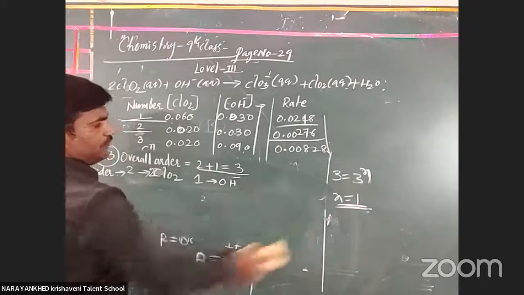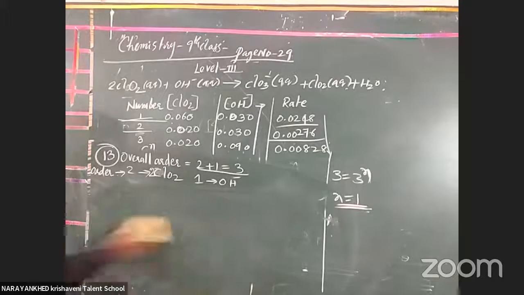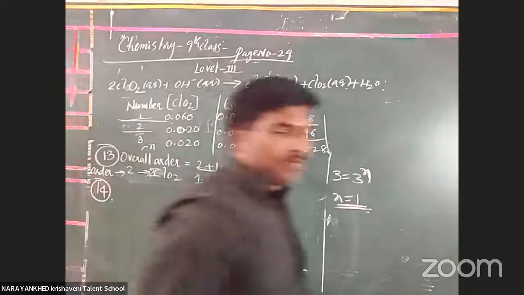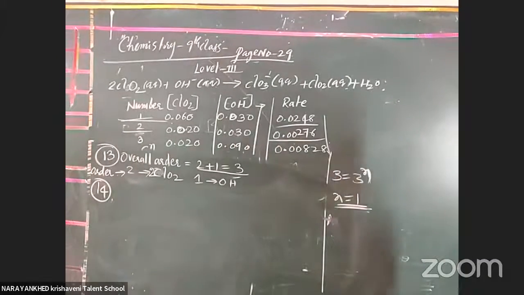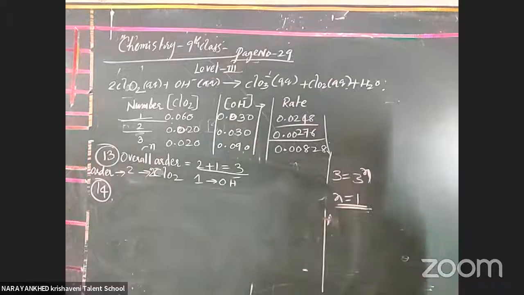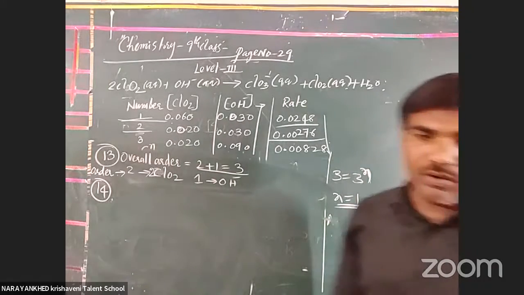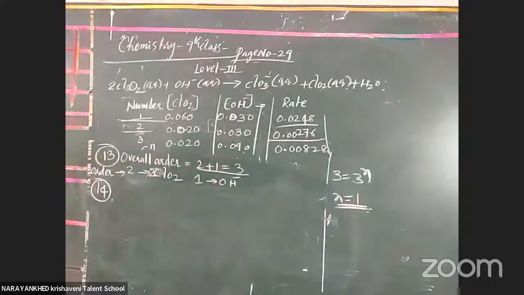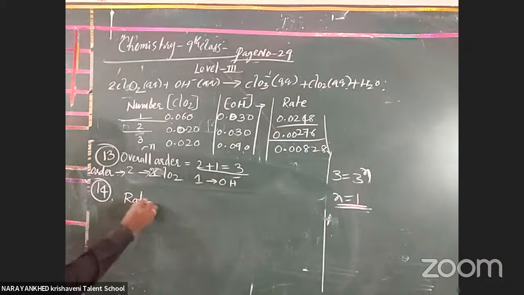Next, the 14th one is somewhat difficult. What is the 14th one they given? The question is: what is the magnitude of the rate constant for the reaction? Here we have to find the rate constant for the overall reaction. We used 1 earlier, but here it is not 1, it contains some value. How do we find that value from the given values?